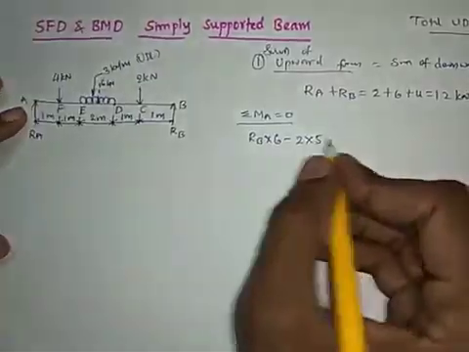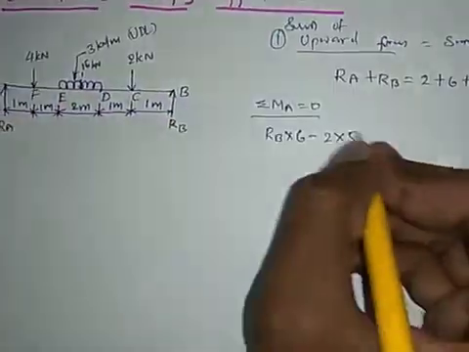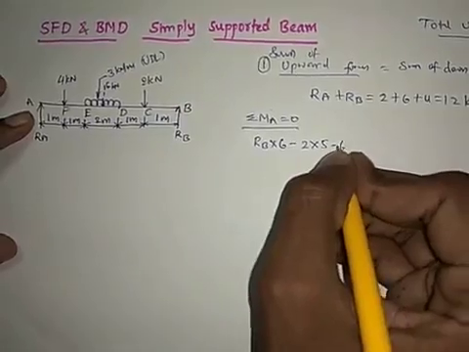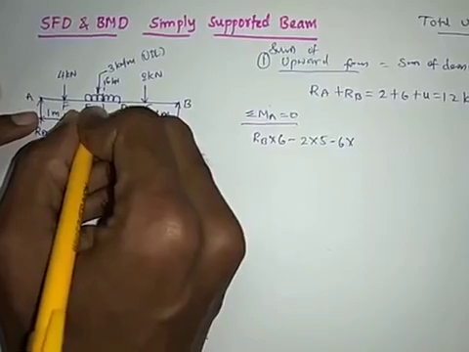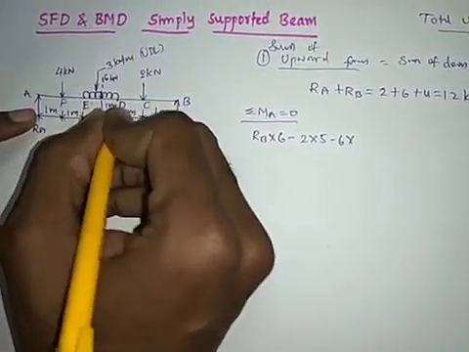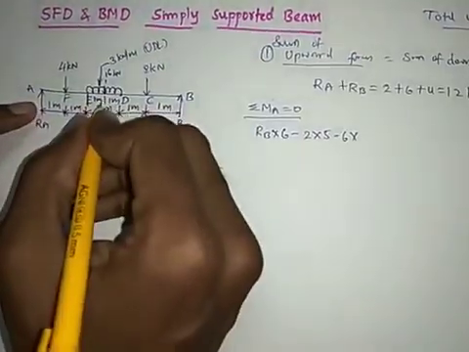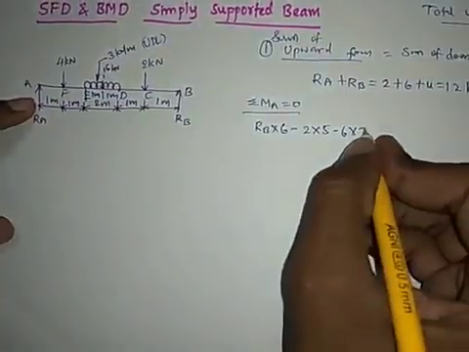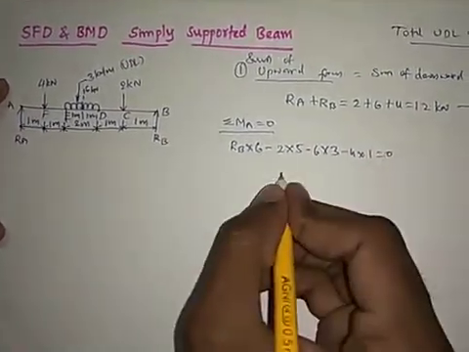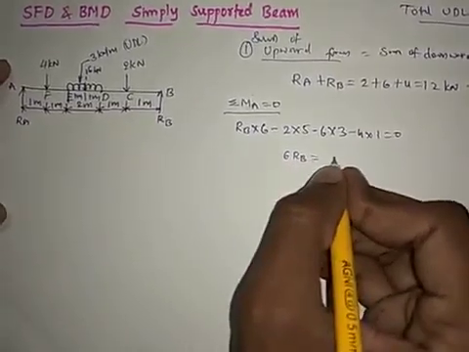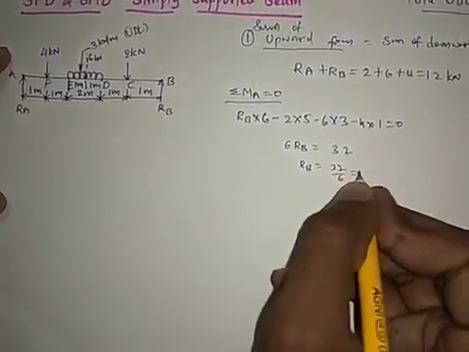So this 2 into 5 is over. Next, the UDL. This UDL also creates a hogging moment, that is negative. So write minus 6 into, since we have replaced it at the center, this distance is 1 meter, 1 meter here, 1 meter, and 1 meter. So this is 1, 2, 3, so 6 into 3, and this is over, and minus 4 into 1, this is 0. And if you do this, this is 32, and RB is equal to 32 by 6.